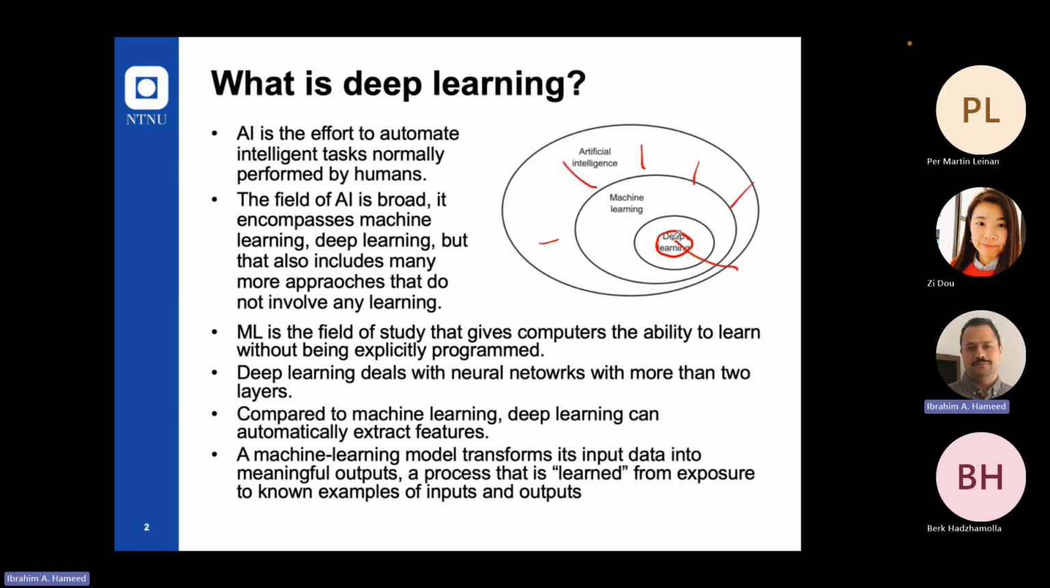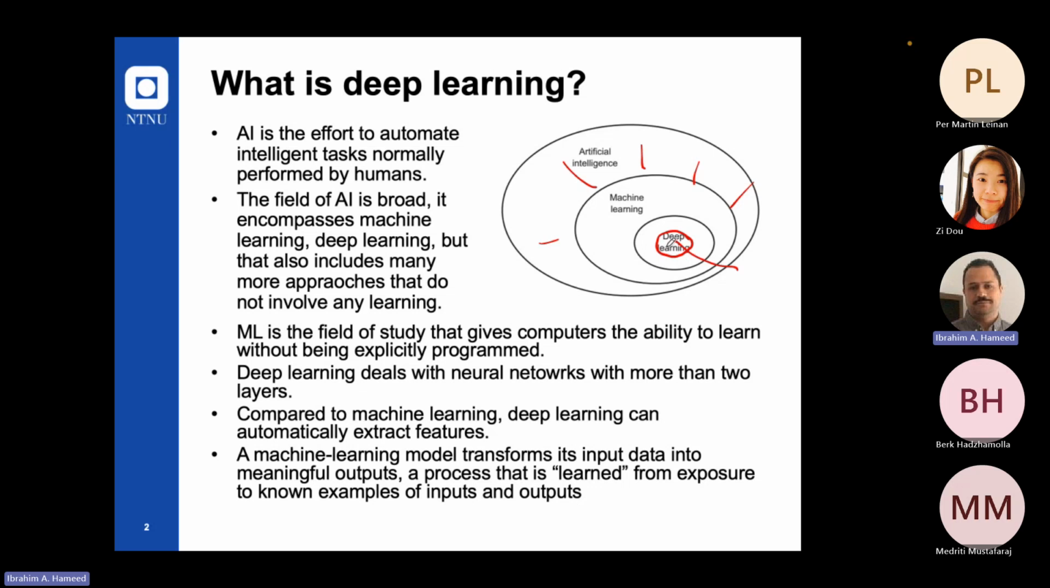So we have a subset of deep learning called generative AI, which is a nice area, and it's exciting because it is based on using large language models and transformers. But today we need to talk about artificial intelligence. What is AI, for example? AI is a broad area. It includes machine learning, deep learning, but it also includes many more approaches which don't involve any learning, right?